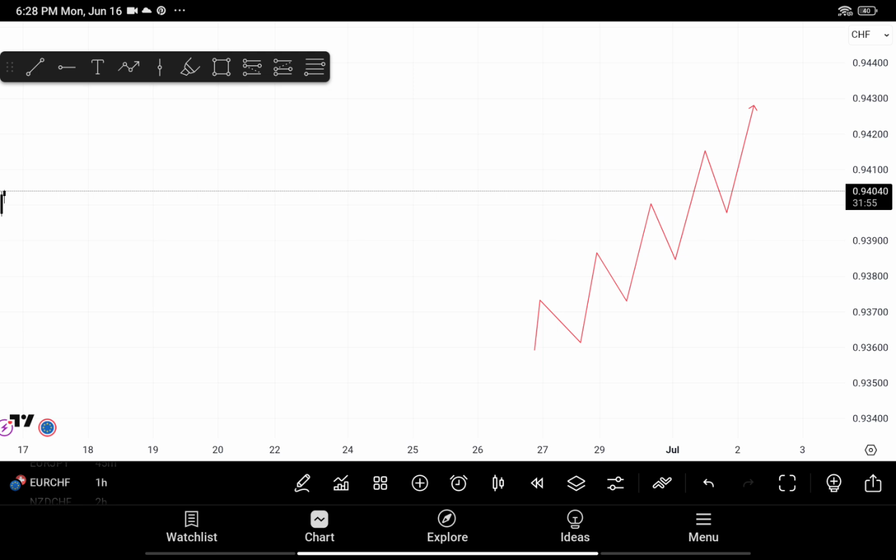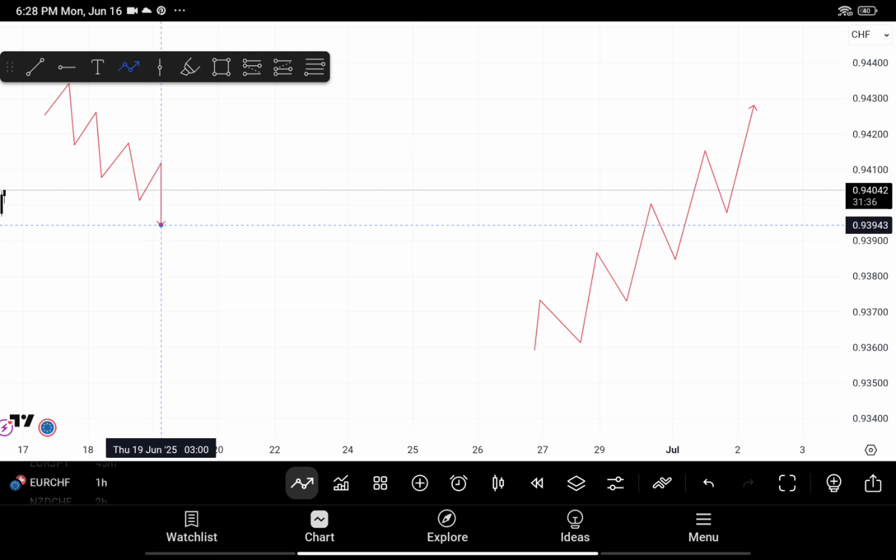And the same thing when we go to the downtrend, basic market structure tells us what? Lower low, higher low, lower low, higher low, lower low.